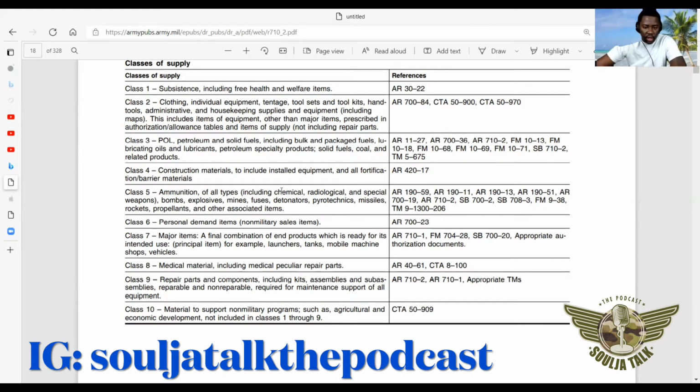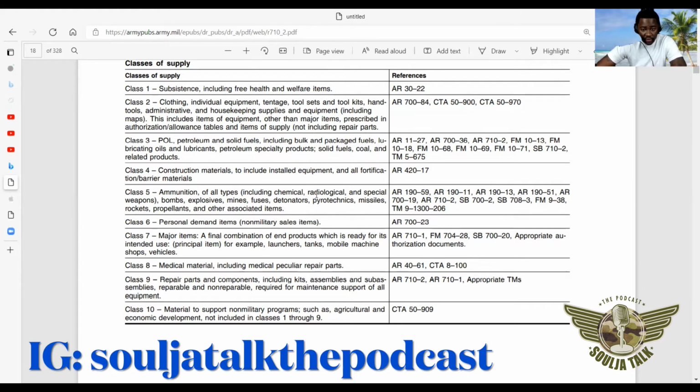So on to class 5, which is ammunition of all types, including chemical, radiological, and special weapons, bombs, explosives, mines, fuses, detonators, pyrotechnics, missiles, rockets, propellants, and other associated items.